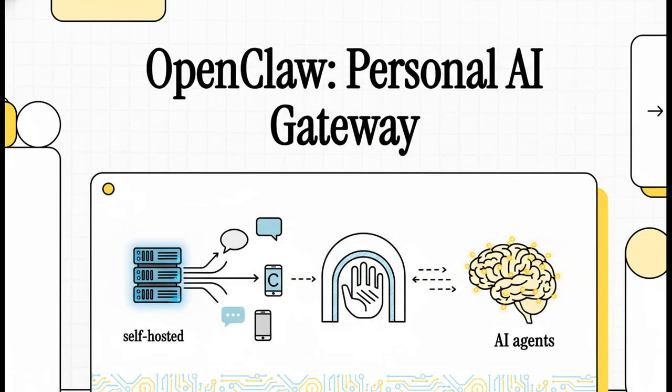You ever feel like your AI assistants are just trapped? Stuck inside a single browser tab, totally cut off from all the other apps you're using all day? Well, today we're going to look at a really cool open source tool called OpenClaw that promises to fix all that. It's all about creating your own personal AI gateway.